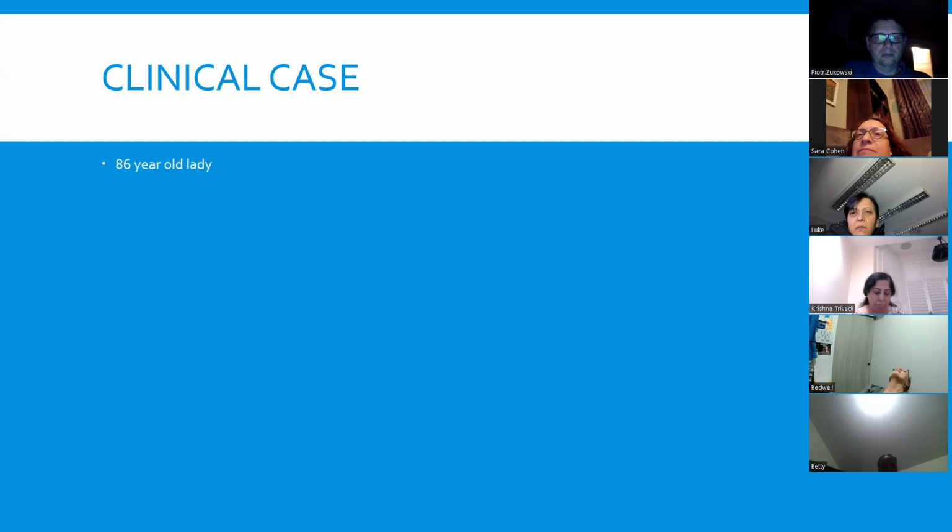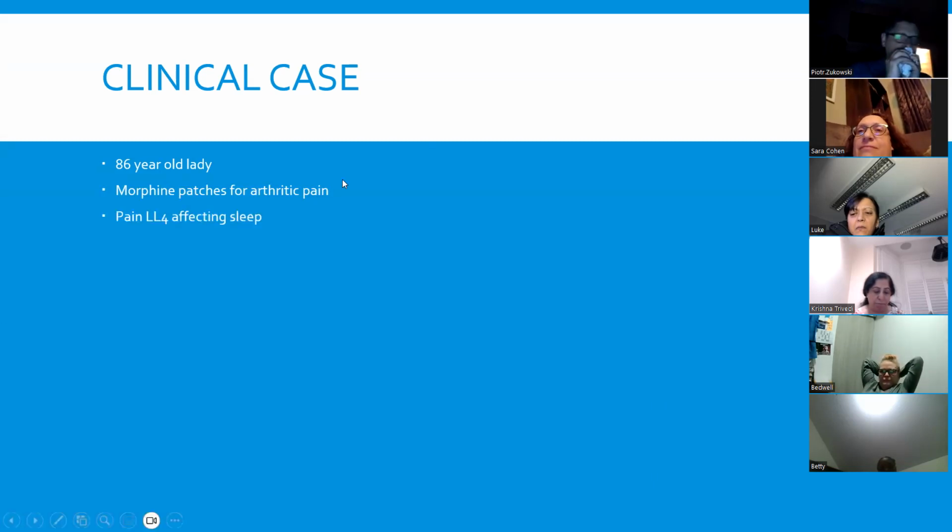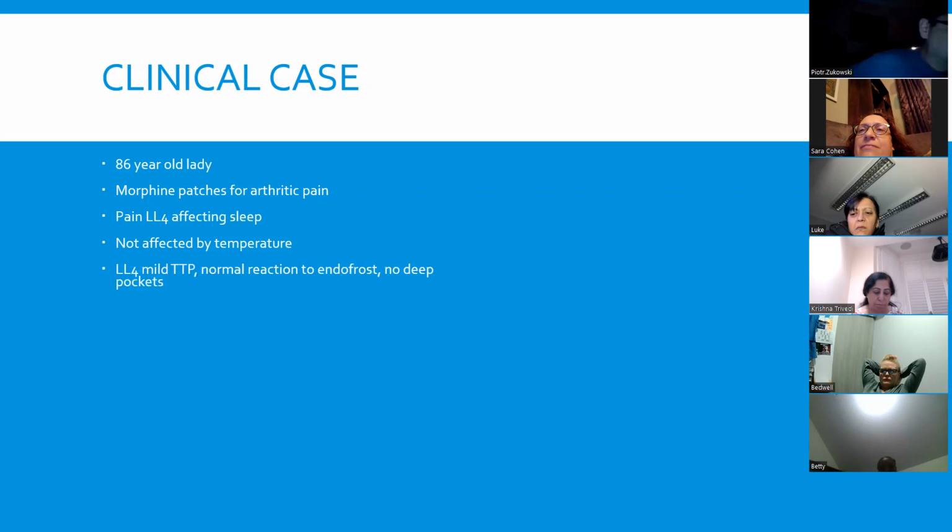Okay, the next case. An 86-year-old lady. She's on morphine for arthritic pain. I've got to move that out of the way so I can see what I've written. She's got pain lower left 6 affecting the sleep. The pain is not affected by hot or cold. The lower left 4 mildly TTP. So it's TTP, but only mild.